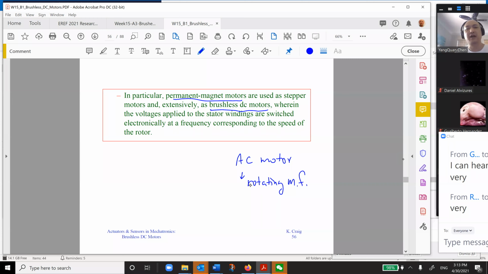So for the stator, you have those, but for the rotor, you could have coils, or you may not have coils. If you don't have coils, that's a reluctance motor. And this is induction.